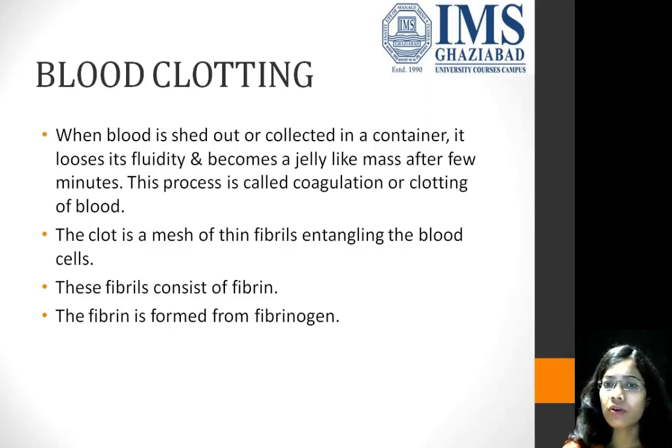When blood is shed or collected in a container, it loses fluidity and becomes a jelly-like mass after a few minutes. This process is called coagulation or clotting of blood. The clot is a mesh of thin fibrils entangling the blood cells. These fibrils consist of fibrin molecules, and fibrin is formed from the fibrinogen protein. This process completes in a series of events. We will discuss it here.